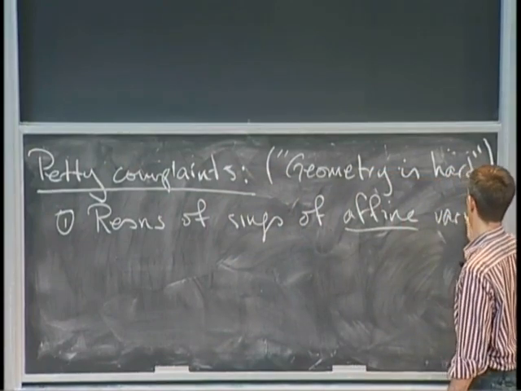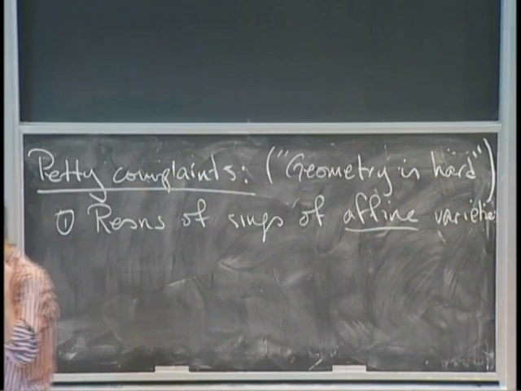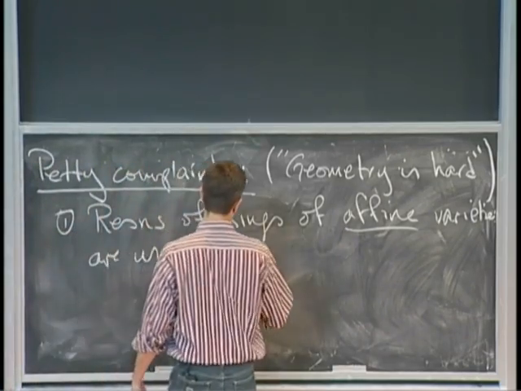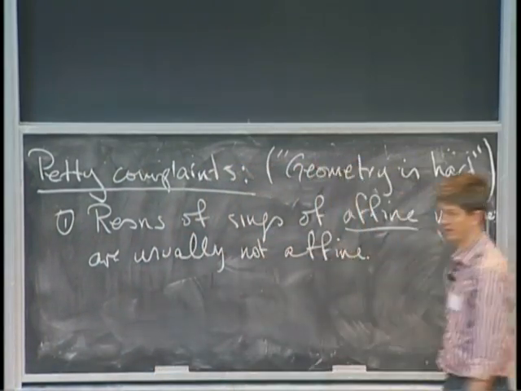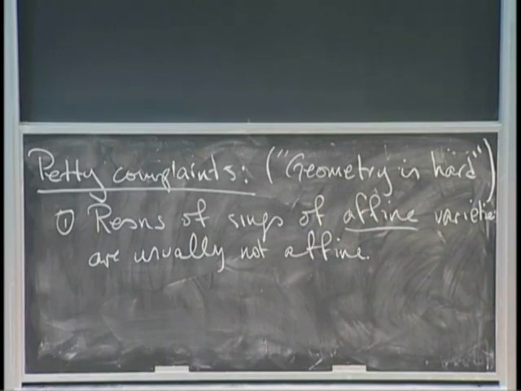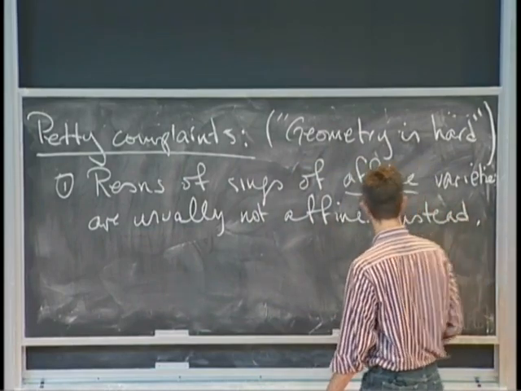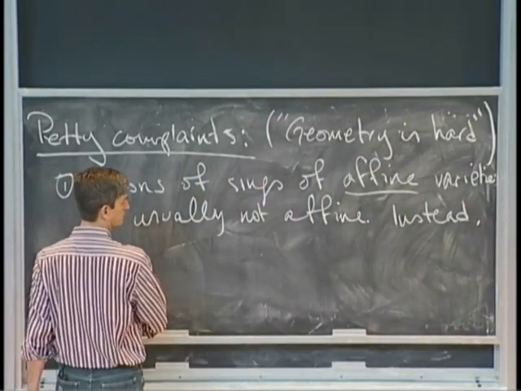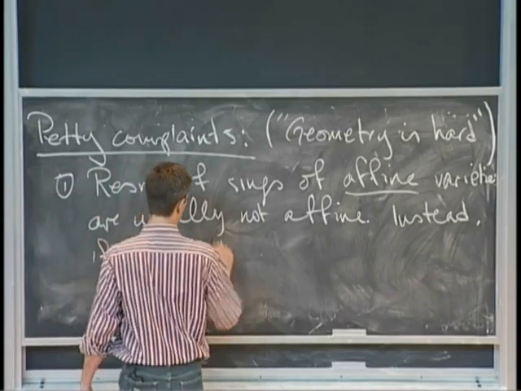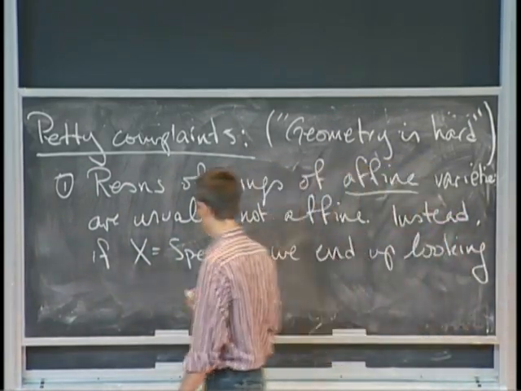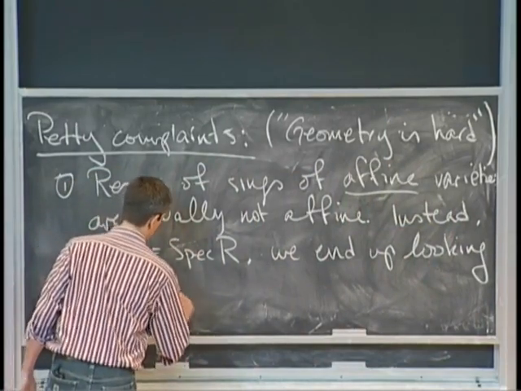So my first complaint is that if I am handed an affine variety, which for me is a synonym for ring, the result is probably not affine. So suddenly I'm no longer doing commutative algebra, which is, I could stop the talk here. Really what they are, if, say, X is spec R, we end up looking at Rees algebras or Rees rings.